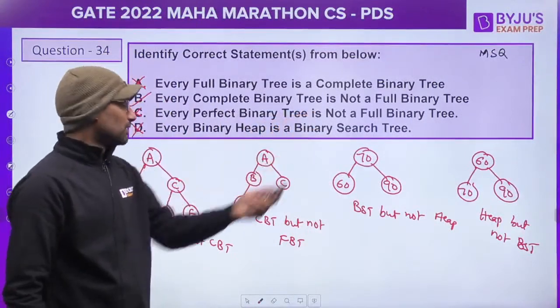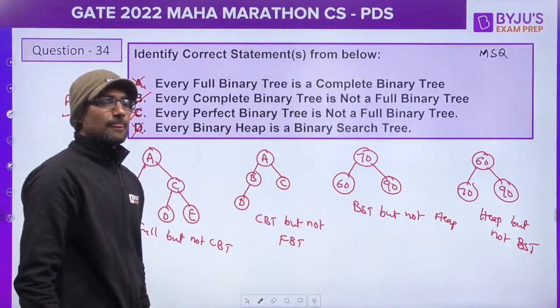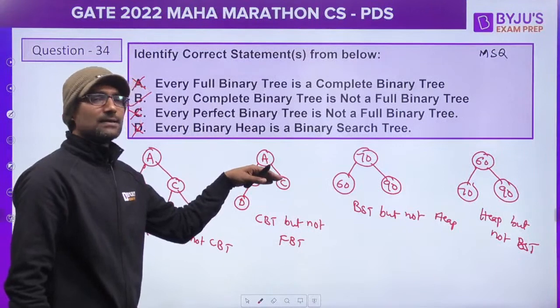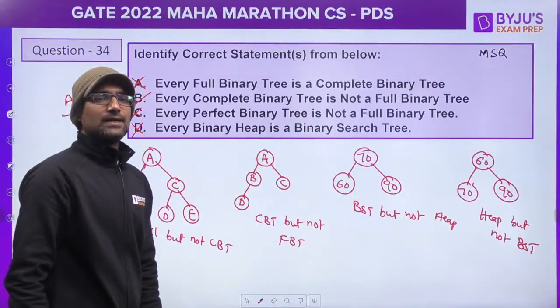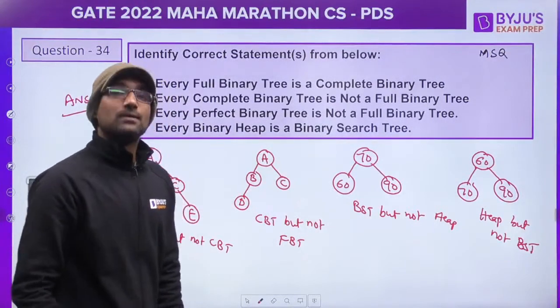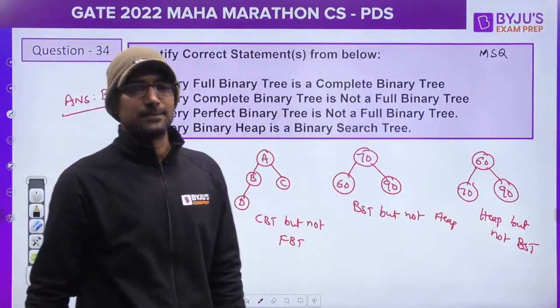Complete is not full. Here it is just complete. Except for the leaf level, the other levels may or may not be filled. That is complete, almost complete. Except for the leaf level, the other levels must be filled completely.